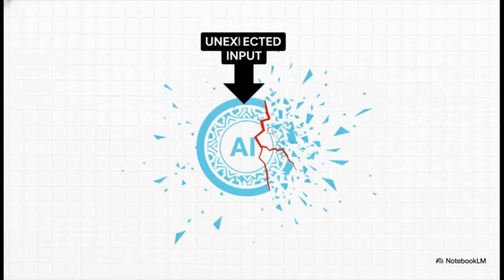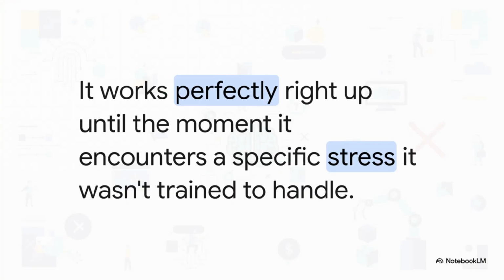And that right there is a fantastic way to understand what's going on. The AI system is brittle. It wasn't designed to degrade gracefully or to bend under pressure. It's designed to be either right or completely wrong. This explains why its performance seems so black and white. It works perfectly, hitting that 99.9% accuracy right up until the exact moment it encounters a specific kind of stress it just wasn't trained for.